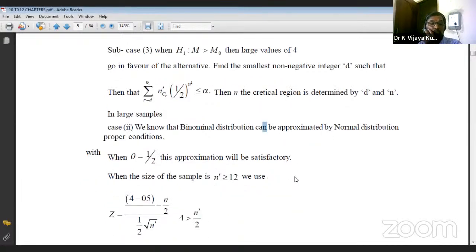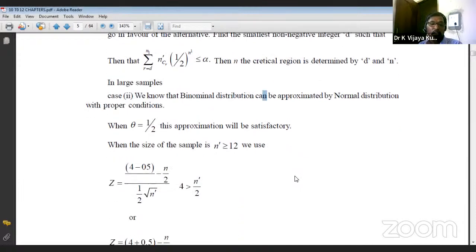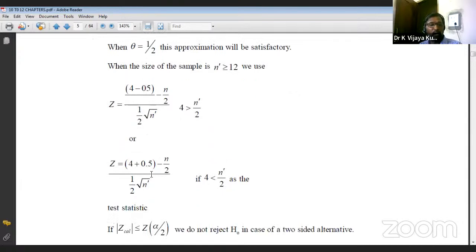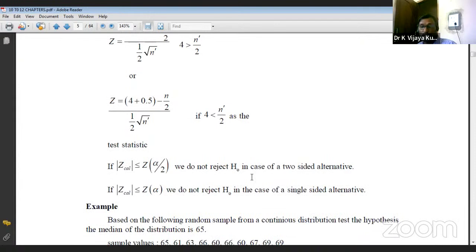In the binomial distribution, the normal approximation with theta equal to 1/2 will be satisfactory when the size of the sample n' is greater than 12. The formula is z = (u + 0.5 - n'/2) / (sqrt(n')/2), and for the other tail z = (u - 0.5 - n'/2) / (sqrt(n')/2). That is the statistic here. If modulus of z calculated is less than or equal to z alpha/2, we do not reject H0 in case of a two-sided alternative. If z calculated is less than or equal to z alpha, we do not reject H0 in case of a single-sided alternative.